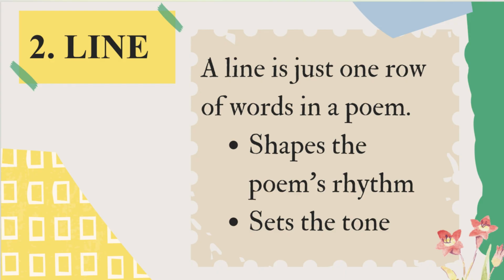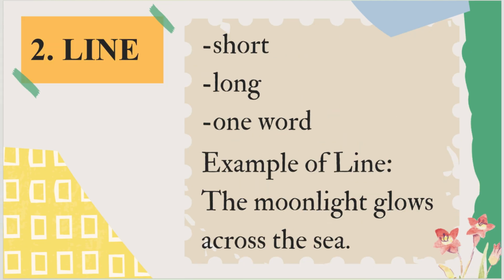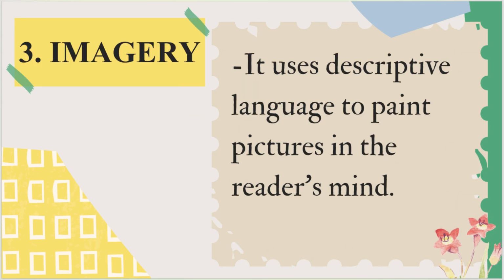And now the second basic element of poetry is the line. A line is just one row of words in a poem. It shapes the poem's rhythm and sets the tone. A line can be short, long, or one word. An example of a line is, the moonlight glows across the sea. The third basic element of poetry is the imagery.